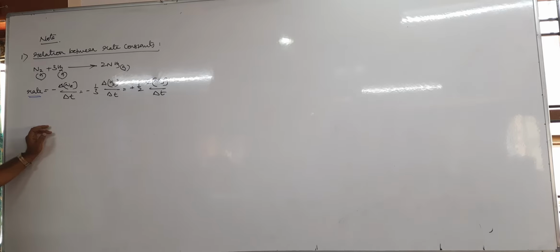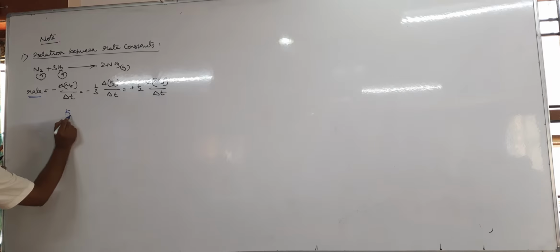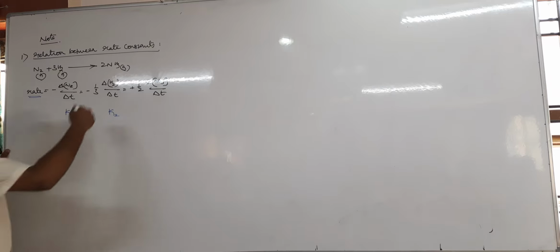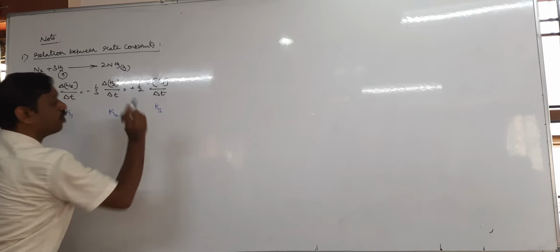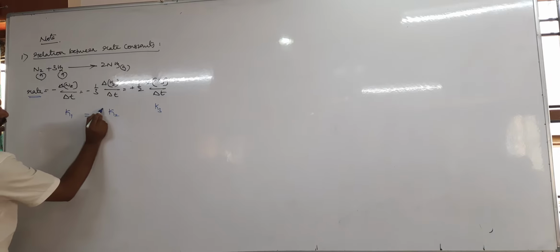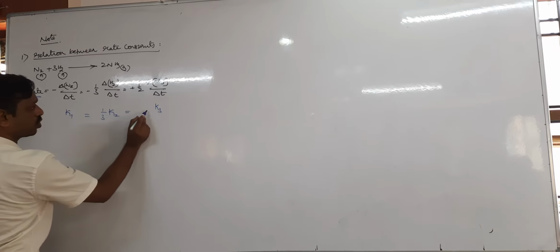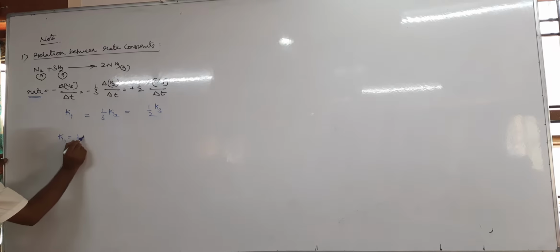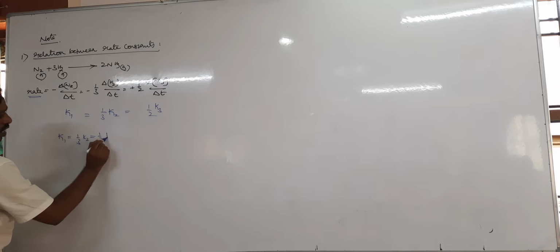But I want the rate constant. Let us take the rate constant of disappearance of nitrogen as K1. What is K1? The rate constant of disappearance of N2. And the rate constant of disappearance of H2 is K2. And the rate constant of appearance of ammonia is K3. Then I want the relation between K1, K2, K3. It is K1, which is equal to K2 by 3, which is also equal to K3 by 2.